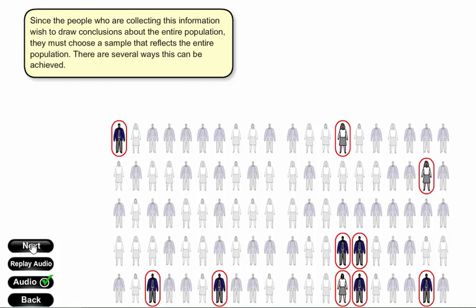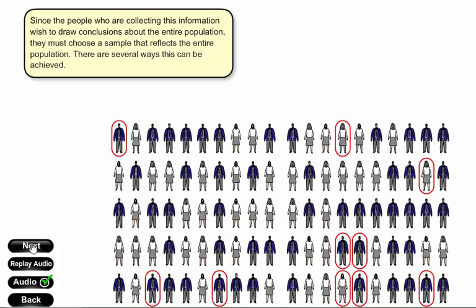Since the people who are collecting this information wish to draw conclusions about the entire population, they must choose a sample that reflects the entire population. There are several ways this can be achieved.